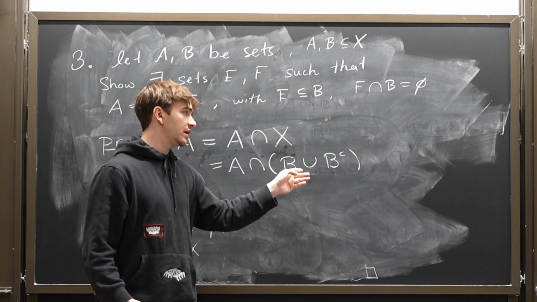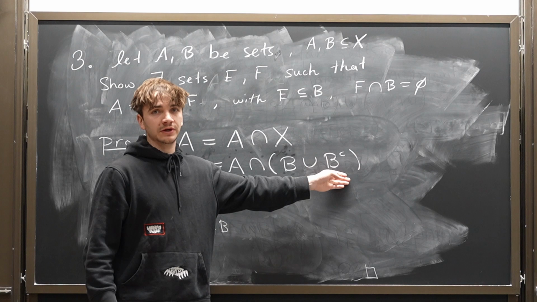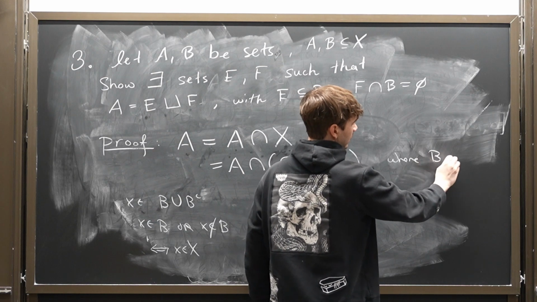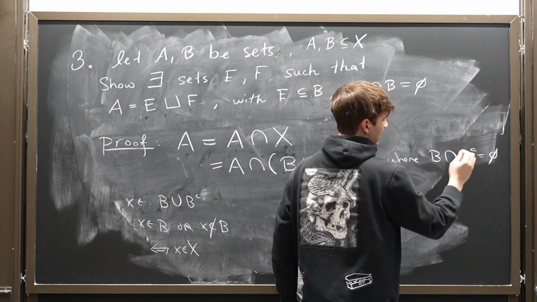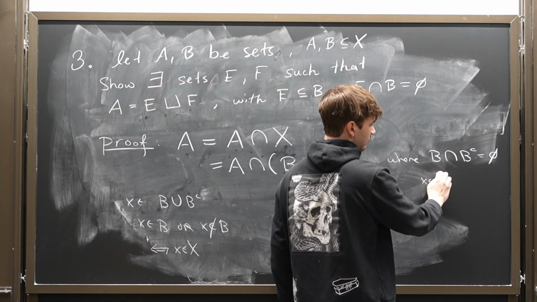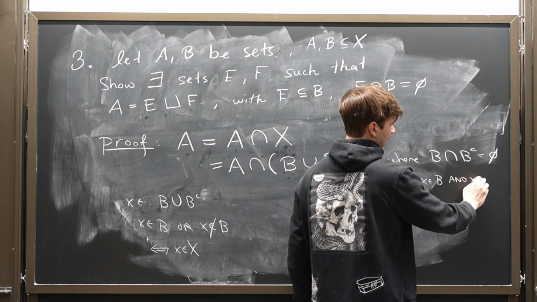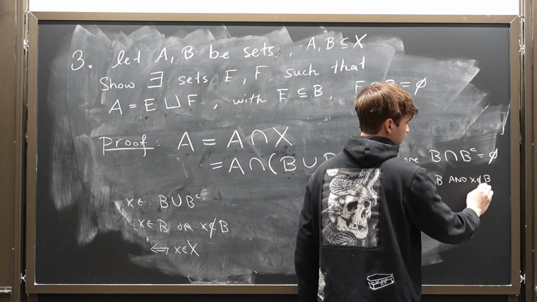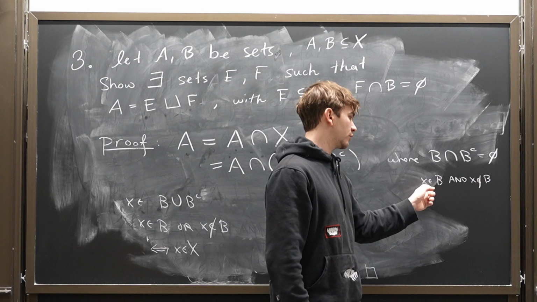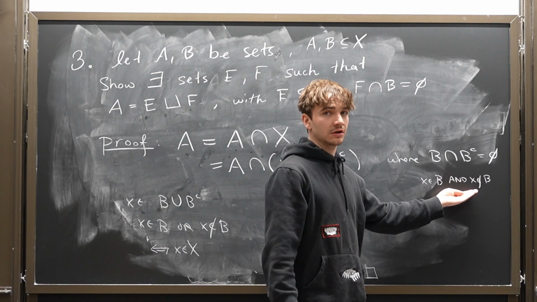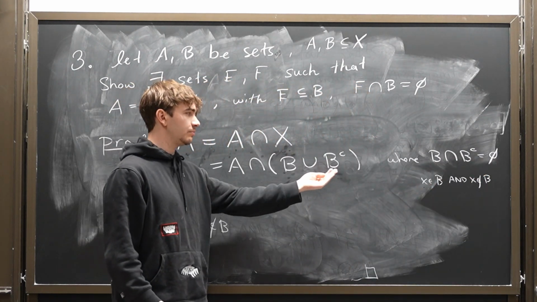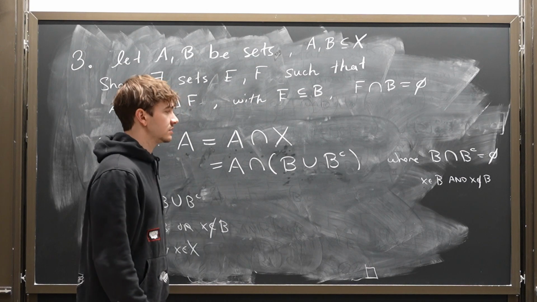Now notice also that B and its complement are by definition disjoint. B intersect B complement is the empty set by definition: if X is in B and X is not in B, i.e. X belongs to B complement, this statement can never hold. Therefore, there's no element which satisfies this statement, so it's tautologically false, and therefore this set is the empty set. That means that B and B complement are disjoint sets.